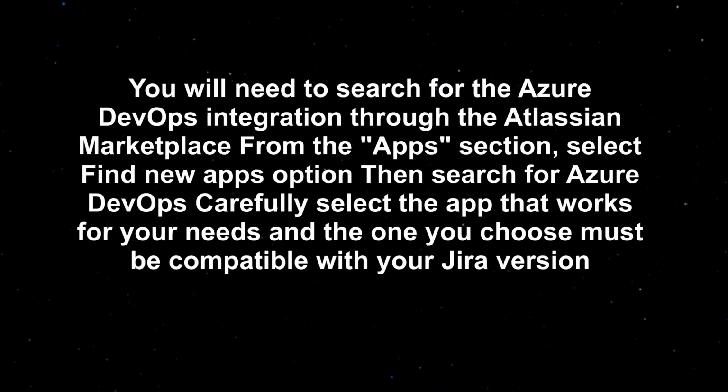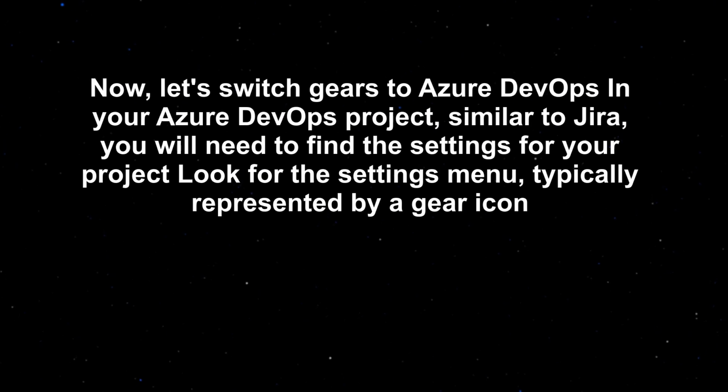You will need to search for the Azure DevOps integration through the Atlassian Marketplace. From the Apps section, select Find New Apps option, then search for Azure DevOps. Carefully select the app that works for your needs, and the one you choose must be compatible with your Jira version. Now, let's switch gears to Azure DevOps.